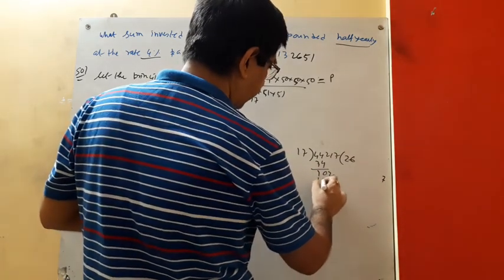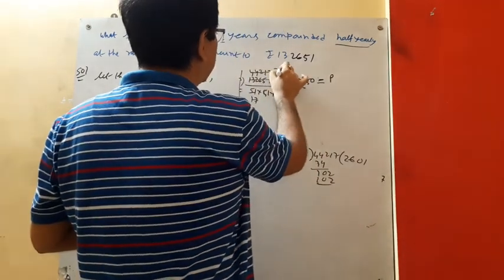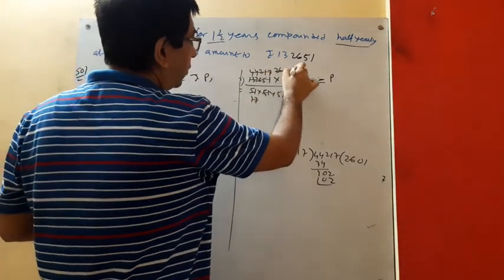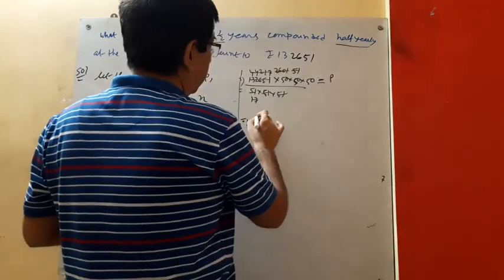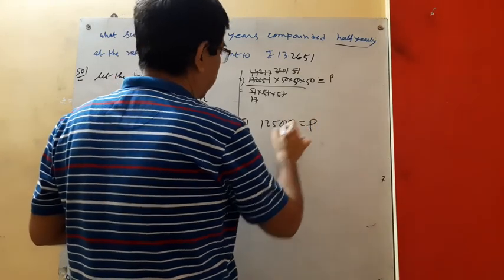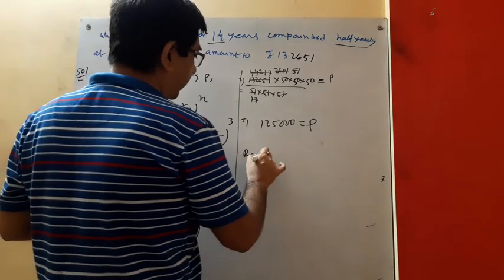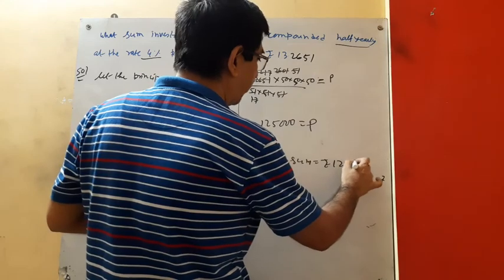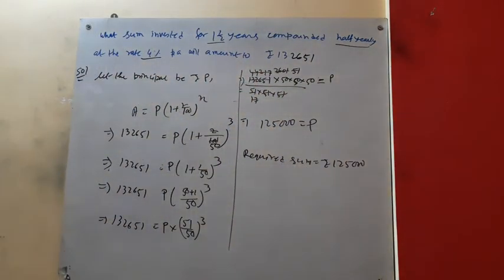Right? 2601. Now we know 51 into 51 is 2601. So what you are getting? 50 into 50 into 50 is 125,000. So, principal, required sum. Answer, required sum equal to rupees 125,000. That is the principal that has to be invested. Okay.